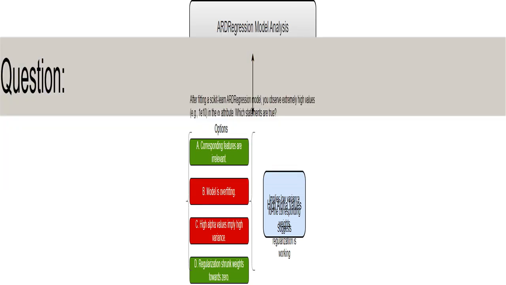This is correct. A high alpha value for a feature means its corresponding weight is close to zero. This indicates that the feature isn't much help in making predictions. It's like saying, this piece of information isn't useful for solving the puzzle.